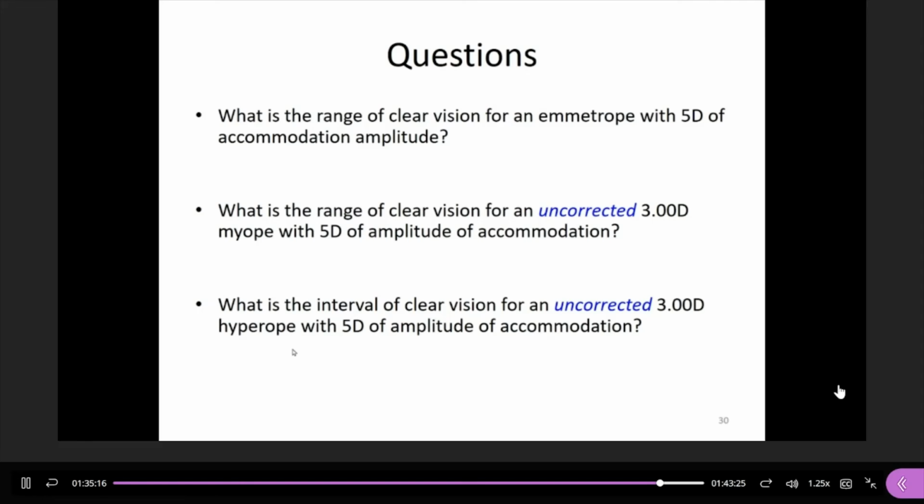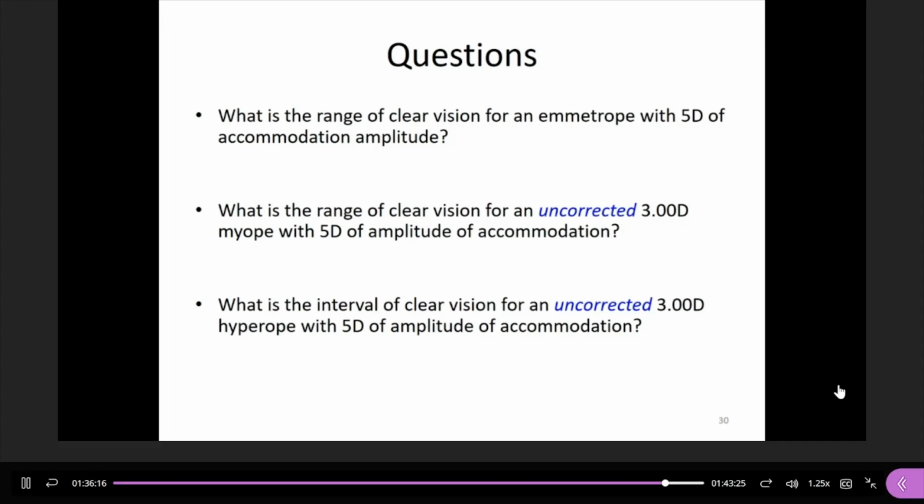Okay, so for the first one, can you let me know where would be the far point for patient number 1? Yeah, infinity. Okay. Yeah, that's very good. Infinity, because... For some reason, I can't see your chat. Let me see. Is something wrong here?